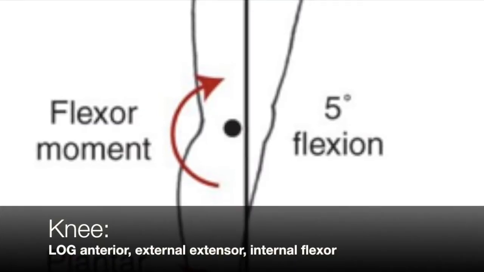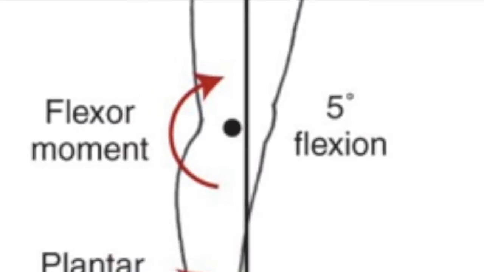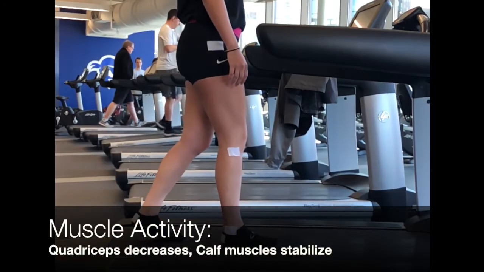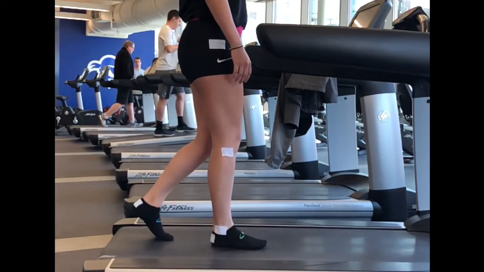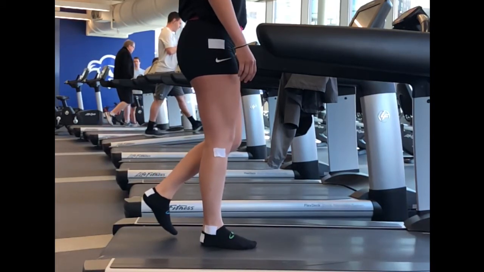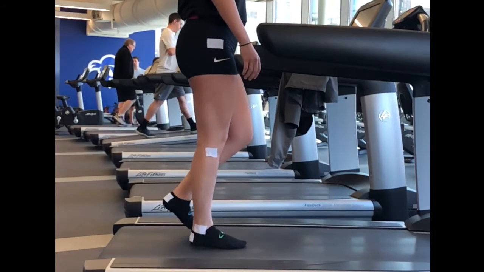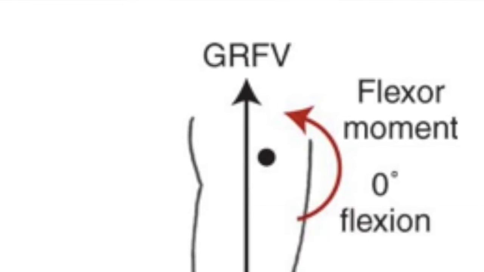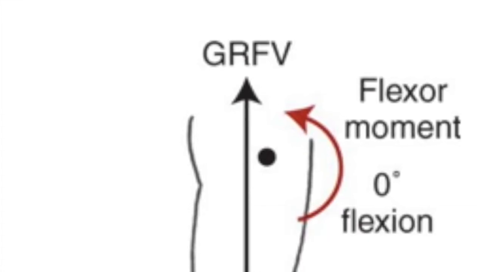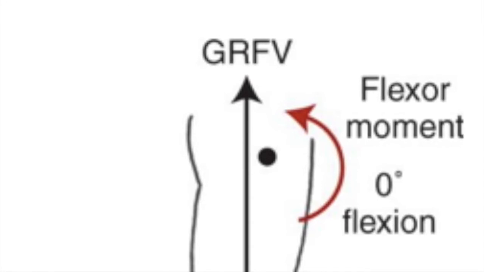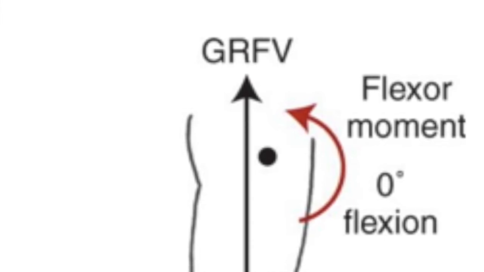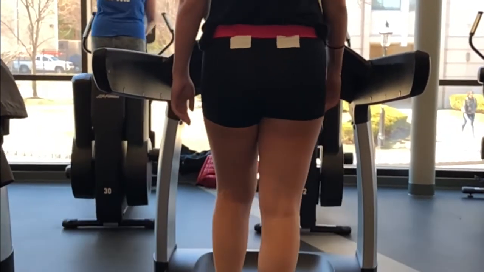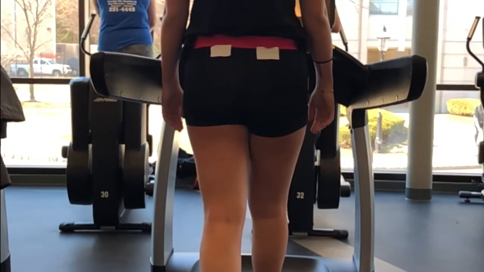At the knee, the line of gravity is anterior, so there is an external extensor moment and an internal flexor moment. As this moment increases, quadricep activity decreases. Internally, the calf muscles are also active to prevent the tibia from allowing the femur to move too fast, making the knee more stable. At the hip and pelvis, the line of gravity is posterior, creating an external extensor moment countered by an internal flexor moment. There is also an external adductor moment countered by an internal abductor moment. Internally, the abductor muscles of the hip are highly active and help with pelvis stability in the frontal plane.